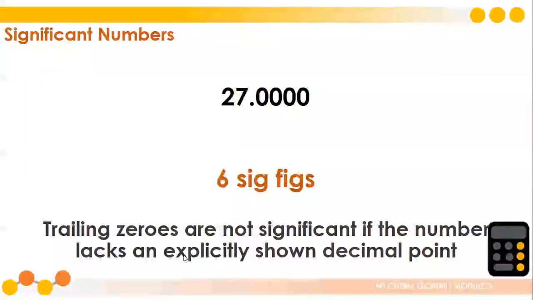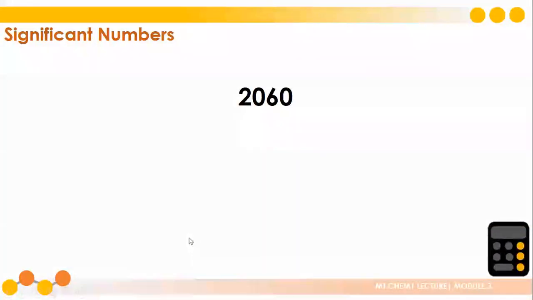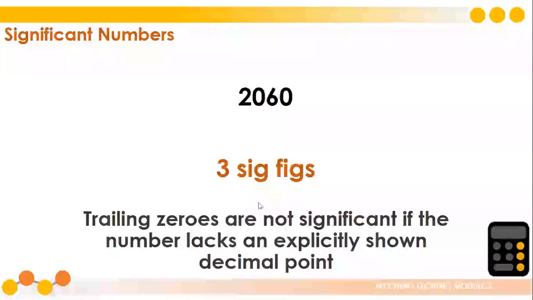Next, we have here 2060. How many significant numbers do we have in this given? Hopefully you got it right. We have three significant numbers. We just tackled this in the last example. Trailing zeros are not significant if the number lacks an explicitly shown decimal point. This one has no decimal point, so we have one trailing zero that we do not count. So we have one, two, three significant figures.